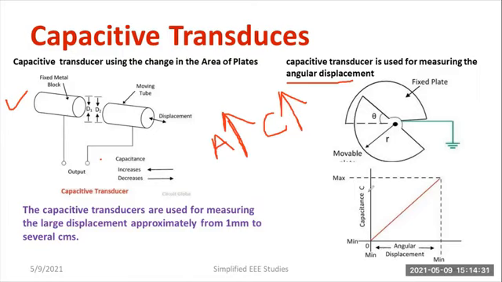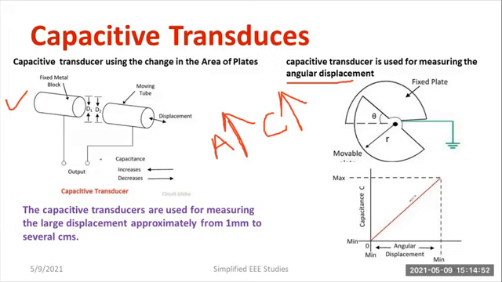If I plot the graph between capacitance and angular displacement, I will get a straight line. Why? Because the overlapping area is directly proportional to the output capacitance. See, you will be getting the straight line. From this we can conclude that as the angular displacement increases, obviously capacitance also increases. That's a conclusion which we can make from the graph.